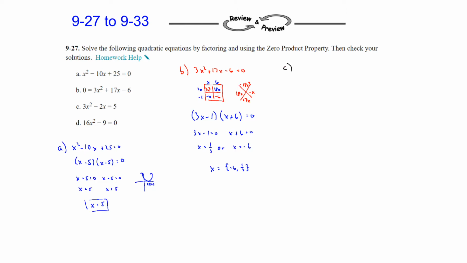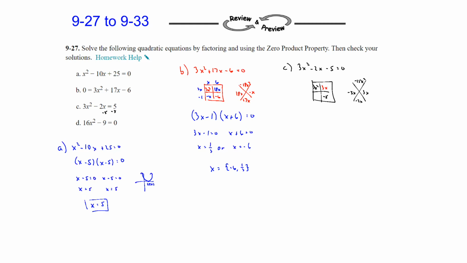And then moving on to C, we have 3x squared minus 2x is equal to 5, so we need to subtract the 5 over because we have to set it equal to 0 to use the zero product property. And then we'll set up our generic rectangle again. We've got 3x squared and then minus 5, so we need things that multiply to give us 15x squared, but add to give us negative 2x, and that would be negative 5x and positive 3x.